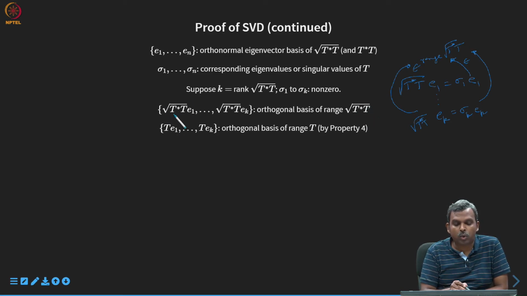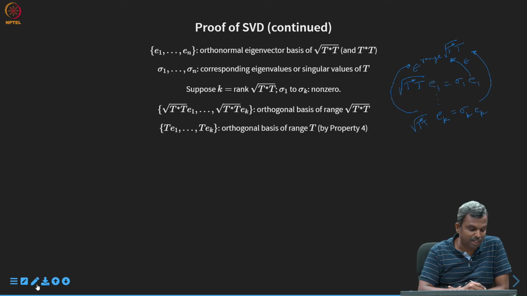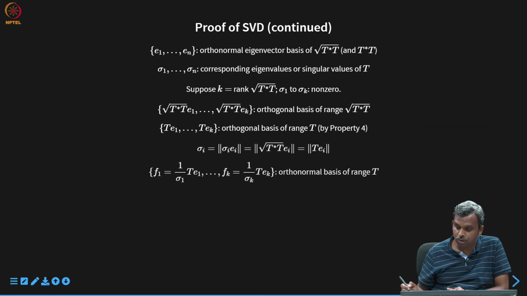Once I multiply by square root T star T, I will only get an orthogonal basis, because the norm of each of these is actually slightly different from 1. Maybe I should show it to you. You see that the norm of square root T star T E1 is basically sigma 1. It's not 1. So you can't say orthonormal. It's an orthogonal basis of the range of square root T star T.